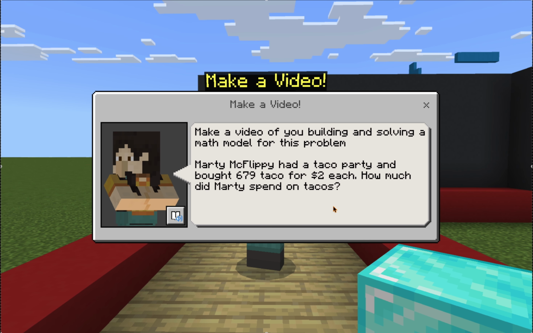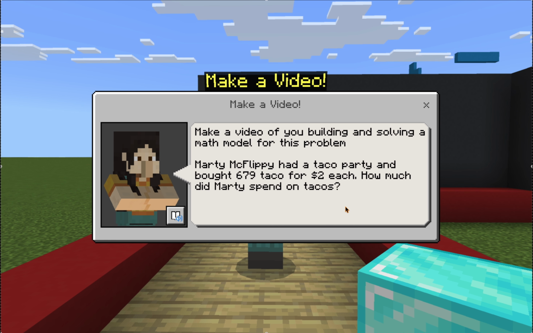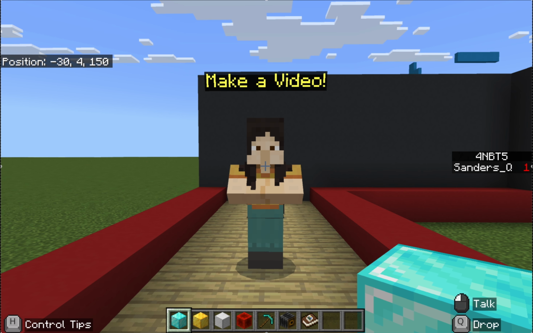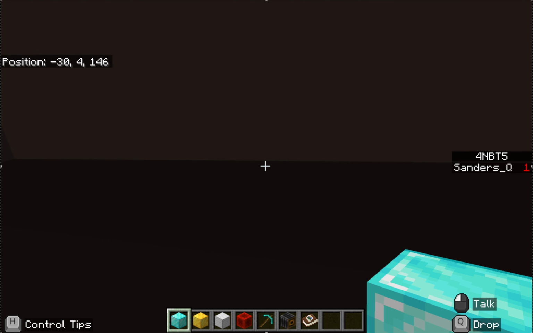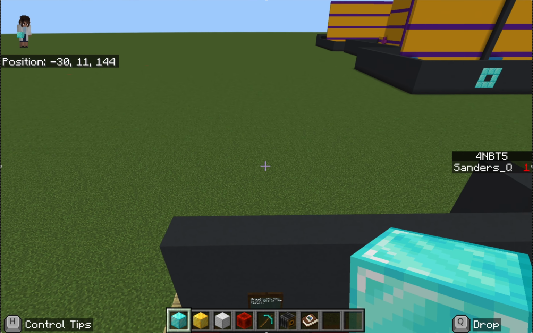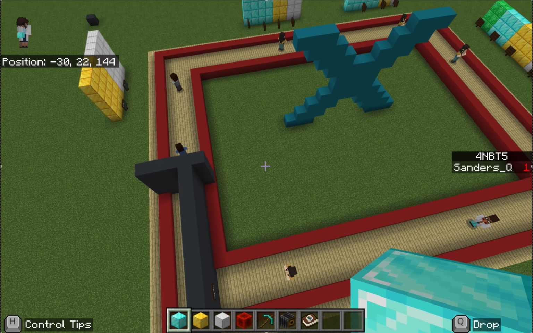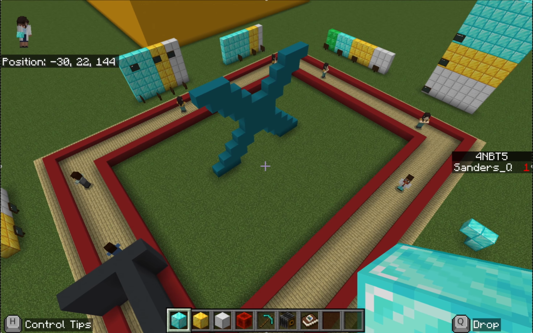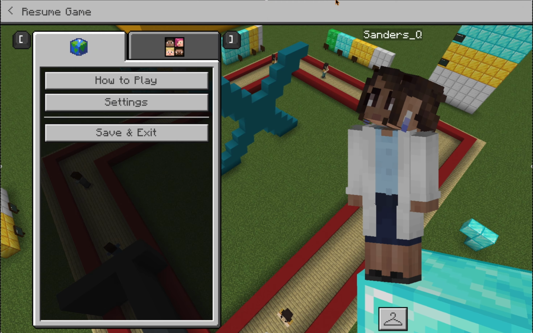Overall, Minecraft Education provides a really powerful platform for making math more interactive, meaningful, and engaging. When used intentionally, it has the potential to move students beyond memorization and into deeper conceptual understanding, which is something I'm always striving for in my own teaching practice.